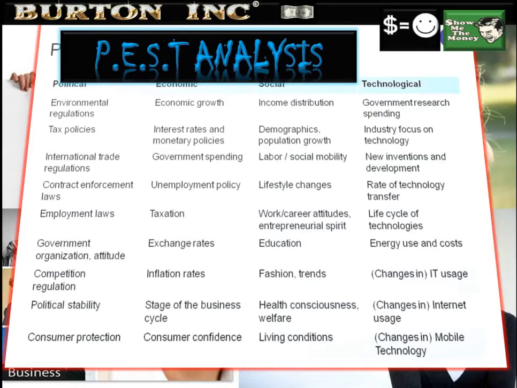And technology, rate of technology transfer, new inventions and development, energy use and cost, changes in production technology, all of these things will have an impact on a business, whether they take advantage of new technological changes or not. Perhaps their competitors will get the jump on them.